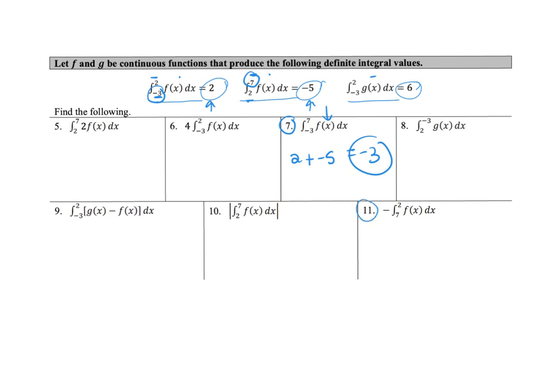And then number 11, so let's see, we have a negative in front, but then notice how these are backwards. So instead of 2 to 7, it's 7 to 2, so it's like a negative of a negative. And then it is -5. So this would make it go to +5, but then it goes back to -5.